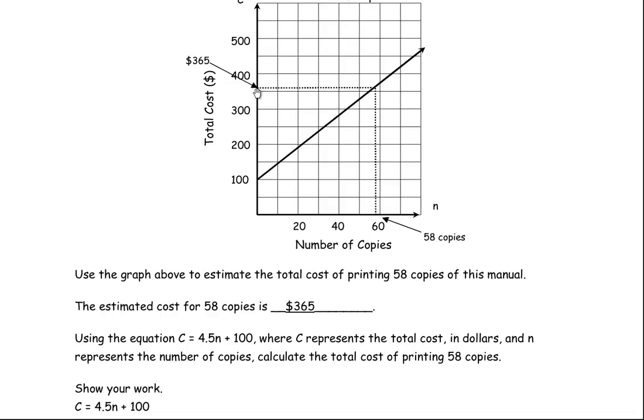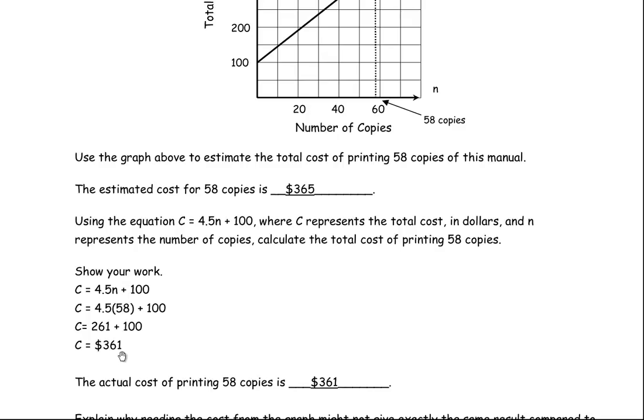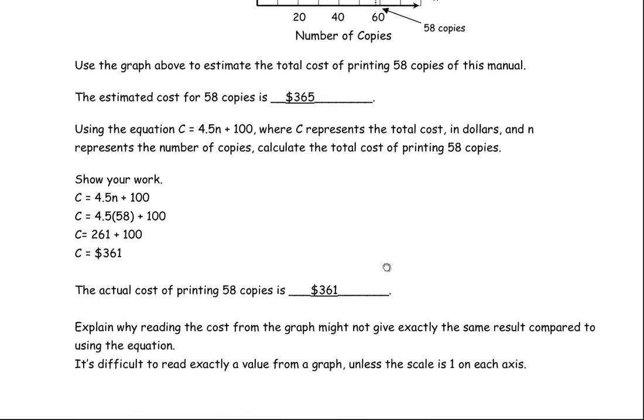You know, is it 360? Is it 365? We can tell with confidence it's not like 375 or 380. But the equation is more accurate than reading from the graph because it's difficult to be really precise reading from a graph. So that's why there might be a little bit of difference sometimes.